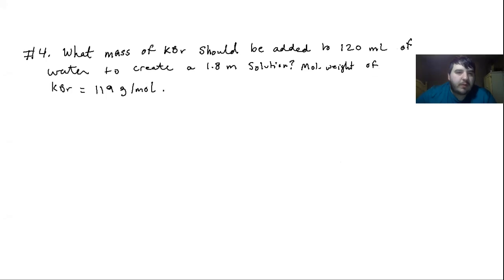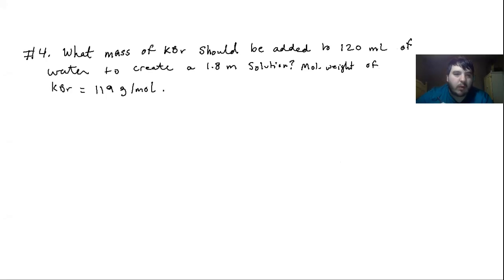All right, so this is number 4 from chapter 9's end of the chapter problems. This is for the bonus points for exam 3. So what this problem is asking us is we want to find the mass. What mass of potassium bromide should be added to 120 milliliters of water to create a 1.8 molality solution?